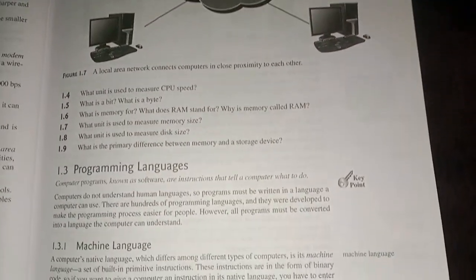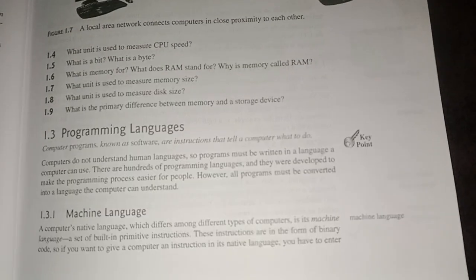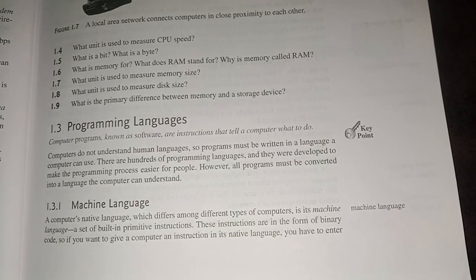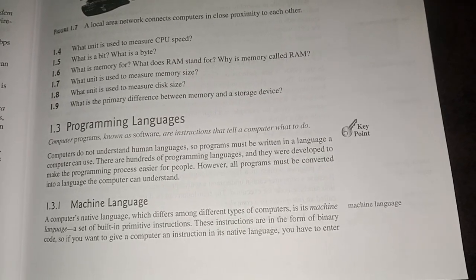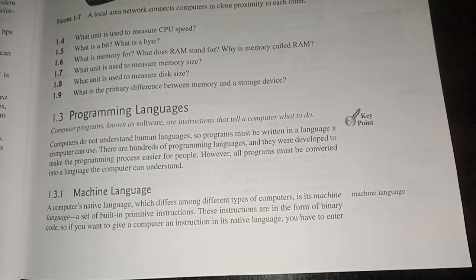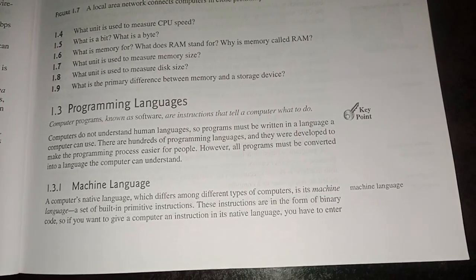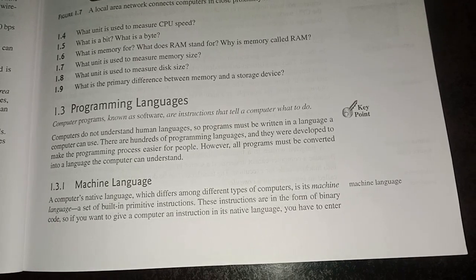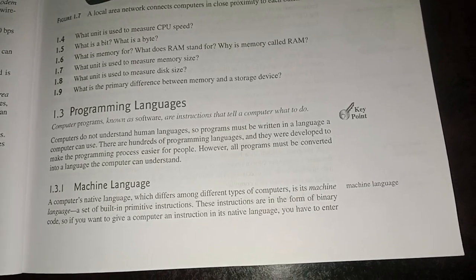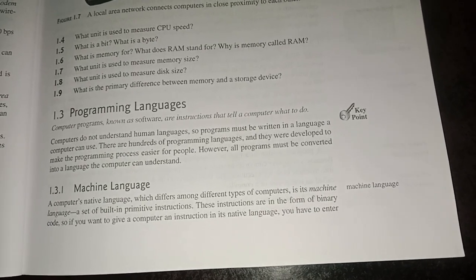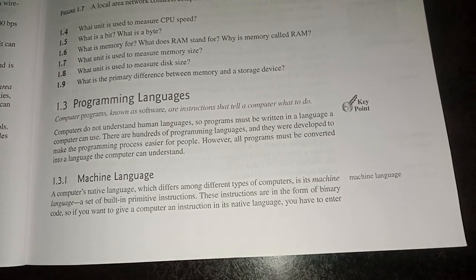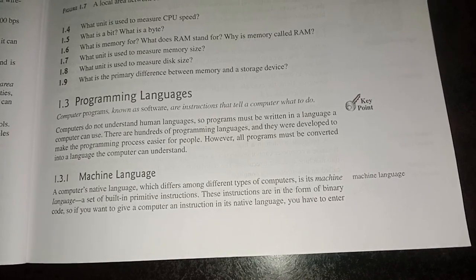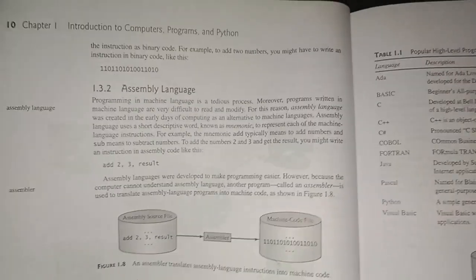Programming language. Computer programs, known as software, are instructions that tell a computer what to do. Machine language is a computer's native language, which differs among different types of computers. It is a set of built-in primitive instructions.